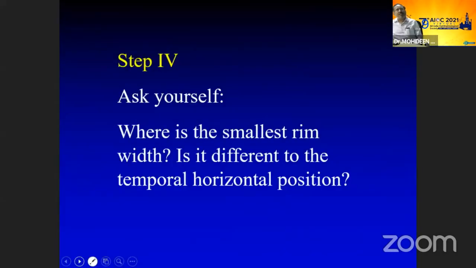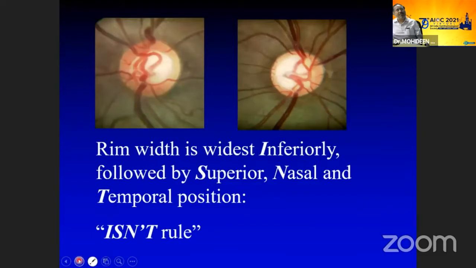Ask yourself where the smallest rim is, and the difference in the temporal horizontal position. The rim width follows what is called the ISNT rule: the rim is widest inferiorly, then superiorly, then nasally, then temporally. In glaucoma, the ISNT rule doesn't follow. The thinning occurs inferiorly, superiorly, nasally, and last temporally.